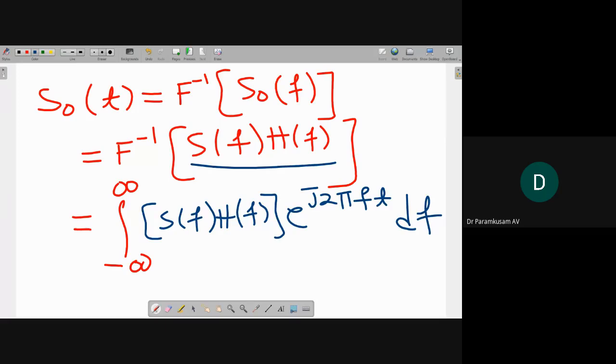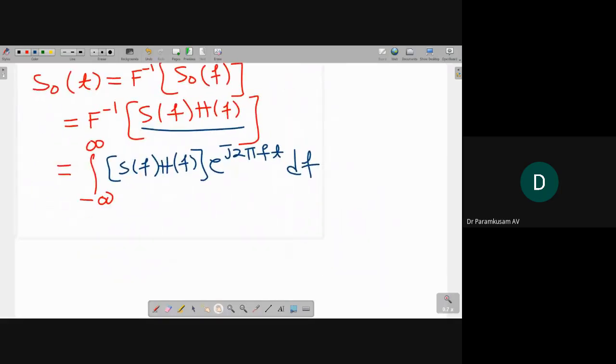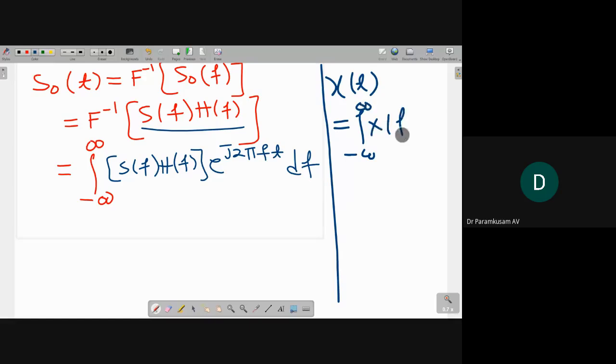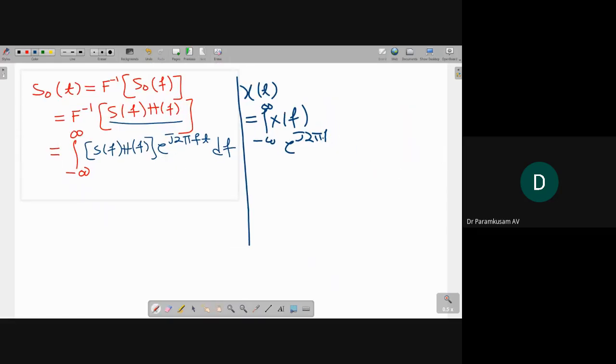Just recall the inverse Fourier transform expression: x of t is equal to integration from minus infinity to plus infinity of x of f e to the power of j 2 pi f t df. Here, the inverse Fourier transform is of x of f, so x of f should come. In our case, we take the inverse Fourier transform of s of f into h of f, so we wrote s of f into h of f.